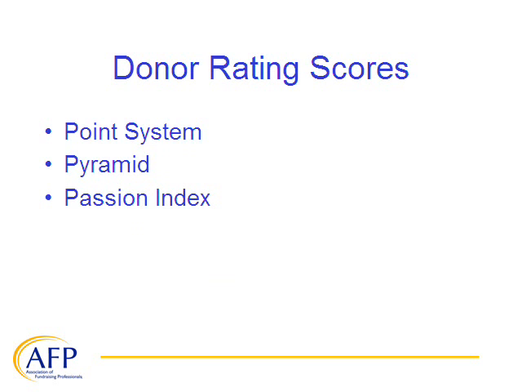There are several donor rating systems in the marketplace today. I just want to touch on a few of them. One of them is a basic point system, a linear point system, where you assign relative scores to different donor behaviors.